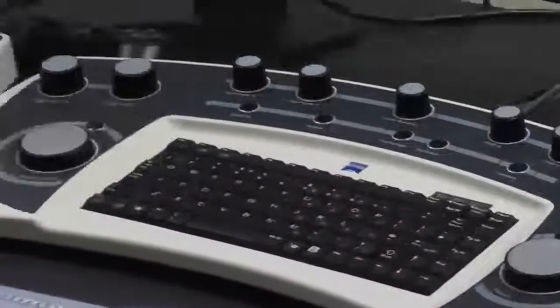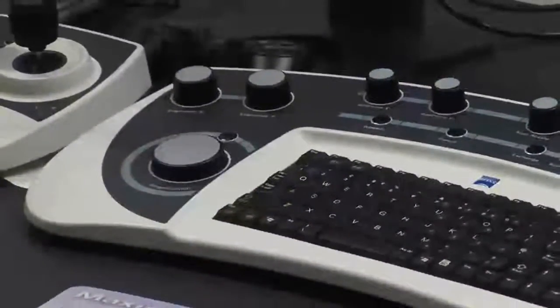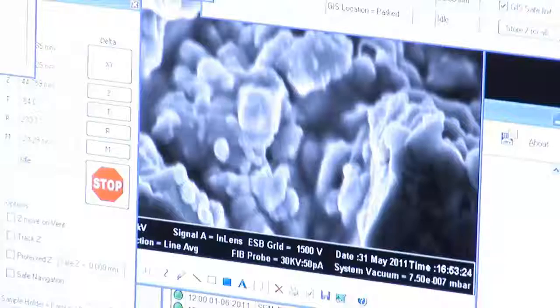This is a focused ion beam scanning electron microscope. It allows us to study the surface properties of the material. It allows us to use the focused ion beam to cut across different samples. It allows us to view in three dimensions the cross-sectional areas of these materials.